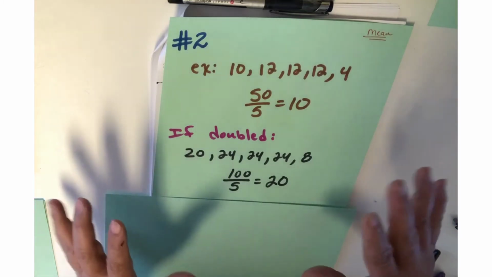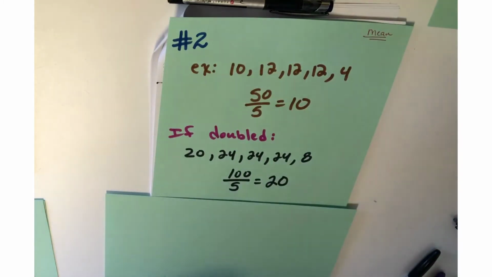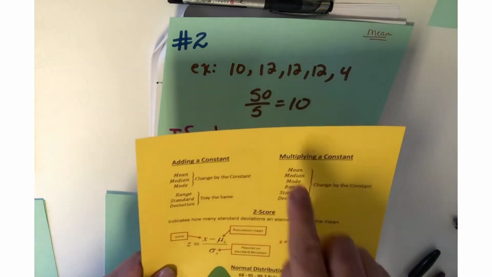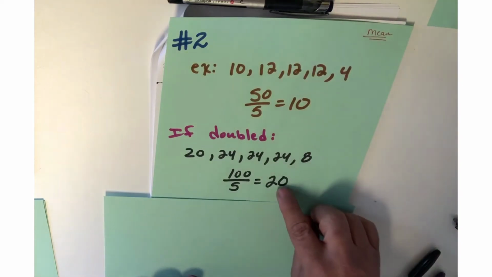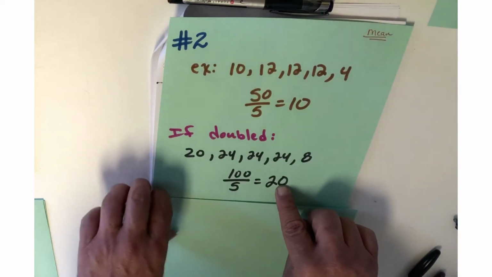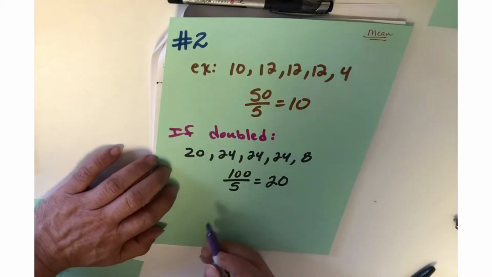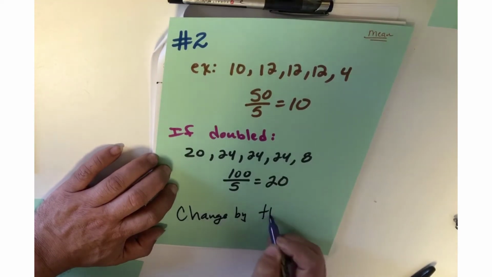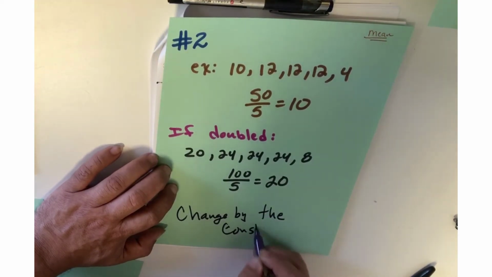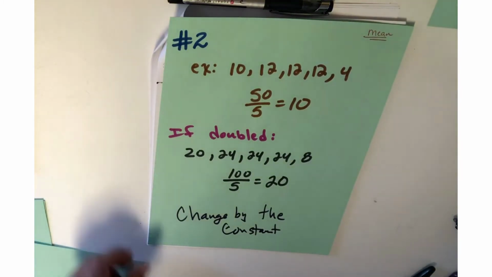Now here it goes. If you want to avoid all this work, all you have to do is notice that it was multiplication and that you doubled. So if my first mean was 10, you're going to say that your second mean is 20. And you are going to basically say, what's the phrase? You're going to say, change by the constant. And you don't have to do the math, okay?